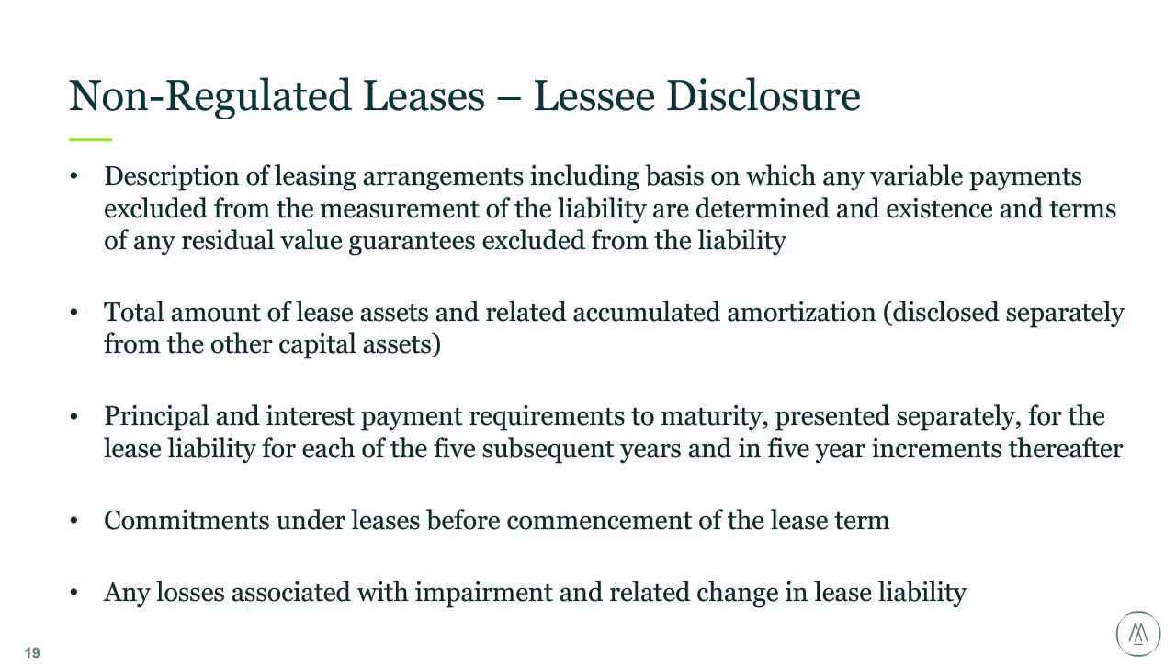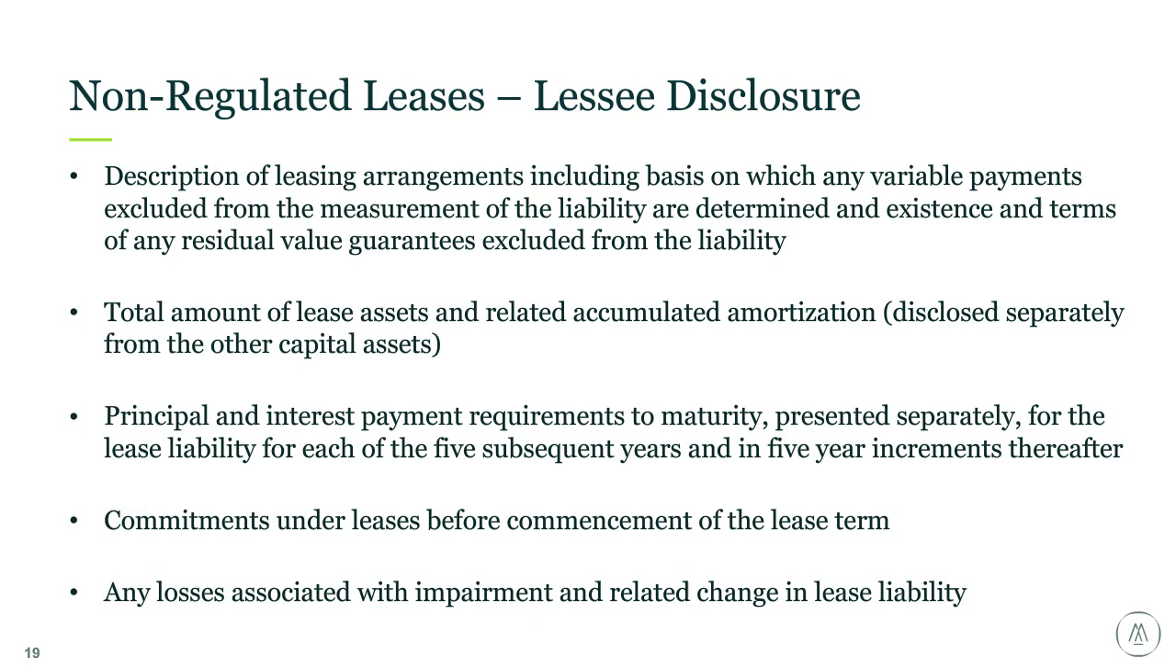So I know we've spent the majority of time on lessors, but now's the time to listen up if you're a lessee, especially as it pertains to what you're going to need to add to your disclosures. So first, you'll need to add a general description of the government's leasing arrangements. So this should include the basis, the terms, the conditions on which variable payments that haven't been included in the measurement of the liability have been determined, as well as the existence, terms, and conditions of residual value guarantees provided by the lessee that have been excluded from the calculation of the liability.